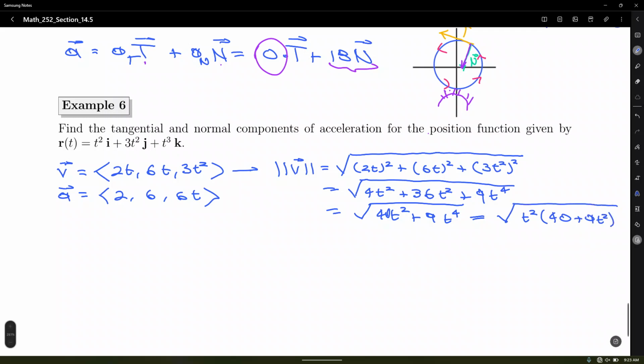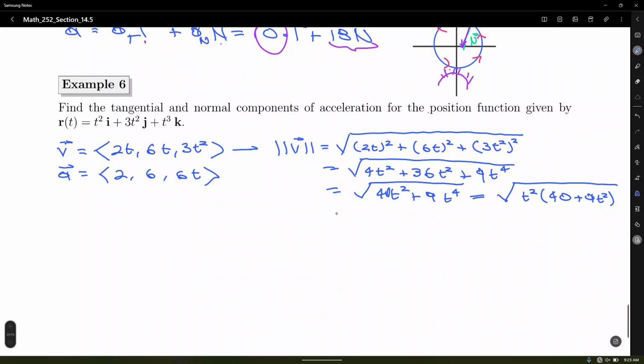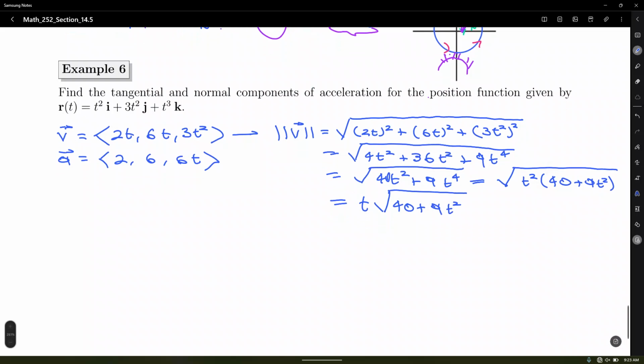Alright, and the square root of t squared, well, I know technically it should be the absolute value of t because we have no idea about the value of t, but in this case, let's just assume that we're looking only at positive values of t, going forwards in time, not back in time. Depending on how we set this parameterization, it's possible to look at negative values of time, but let me just take the positive case. That is t times the square root of 40 plus 9t squared.